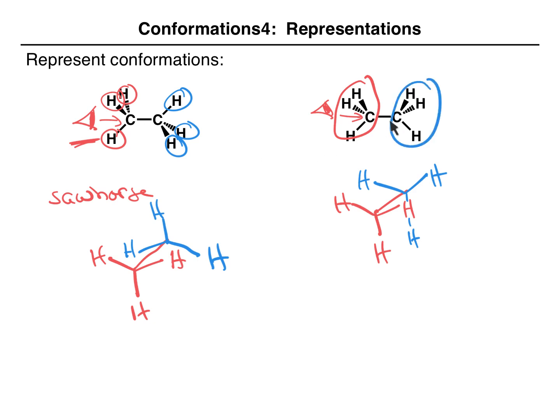So looking at the original structures, it's not clear whether you're trying to show conformation, but if you use a sawhorse formula, then it's definitely showing conformation. So you might come across sawhorse formulas, but a much better way to show them is using a Newman projection.